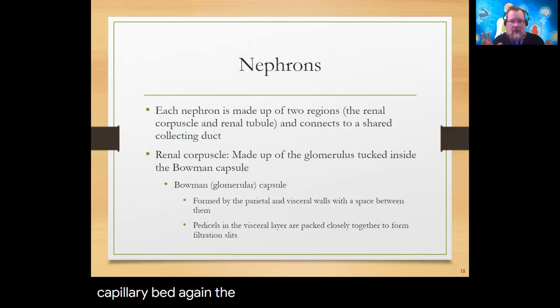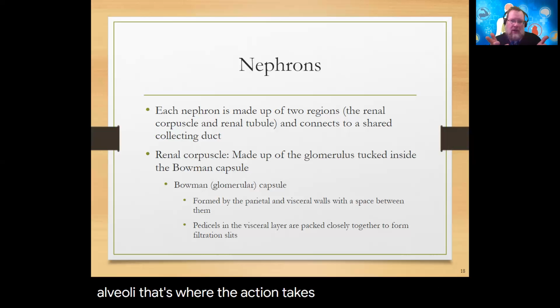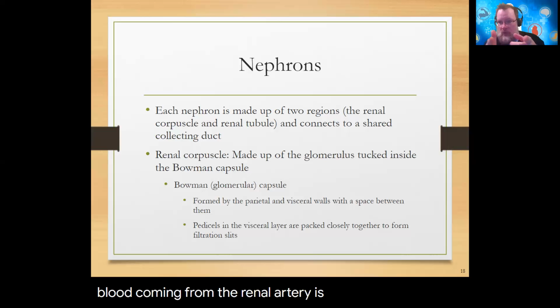Again, the nephrons are kind of like the alveoli. This is the end of the line for that blood that's coming from the heart and going out to the lungs. The capillary network of the alveoli, that's where the action takes place. So the nephron is in essence like the alveoli of the lungs. This is where all that blood coming from the renal artery is going to head to the nephron. And the first stop is the capillary bed, and we call it the glomerulus.